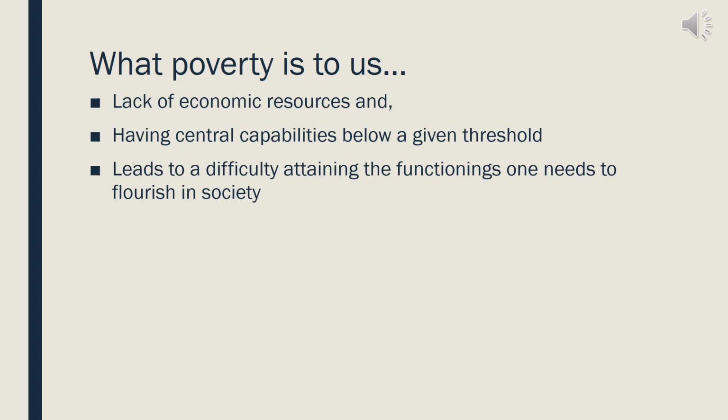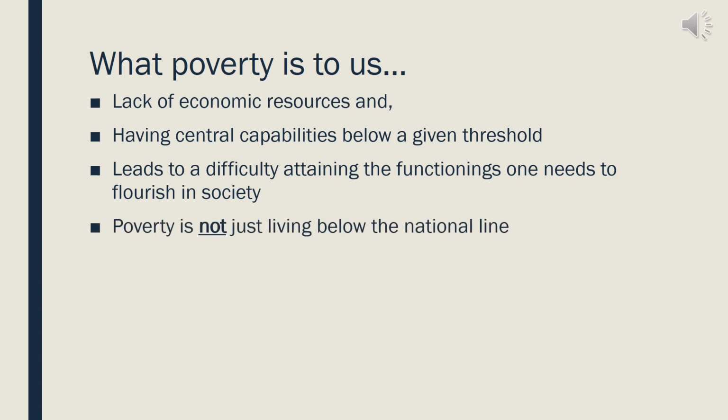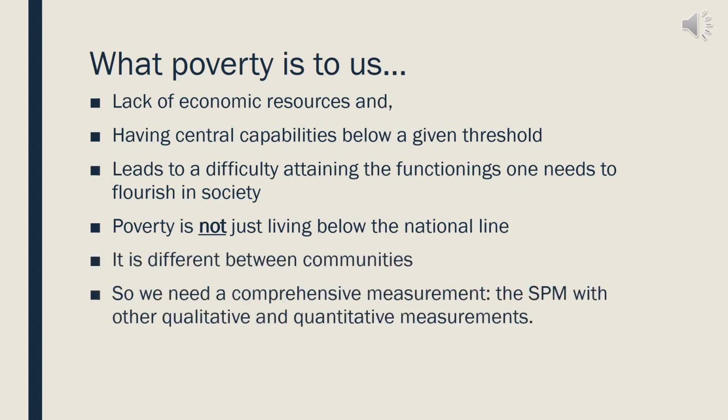While society currently views poverty as the condition of living with an income below a national poverty line, poverty varies between communities and thus warrants a more comprehensive measurement, a combination of the SPM and other qualitative and quantitative measurements.